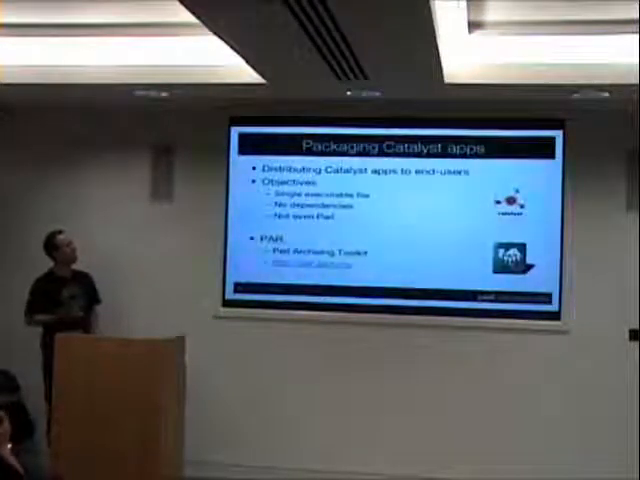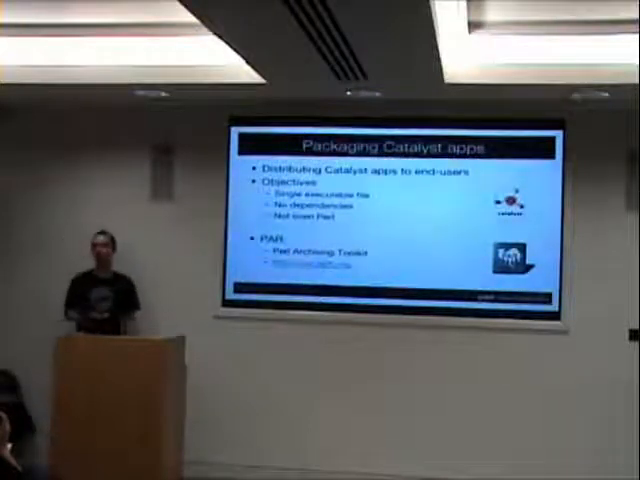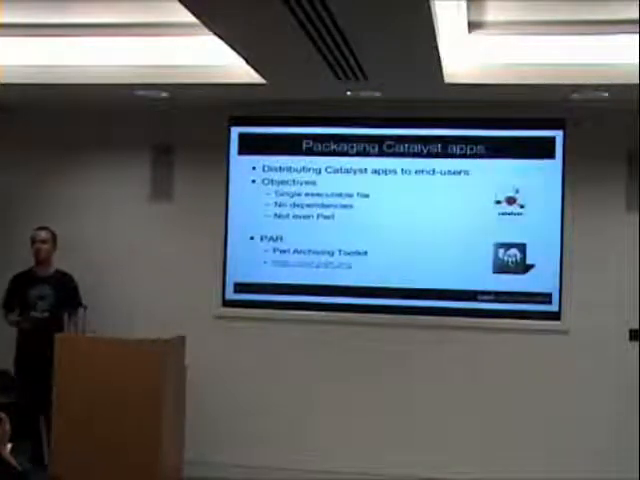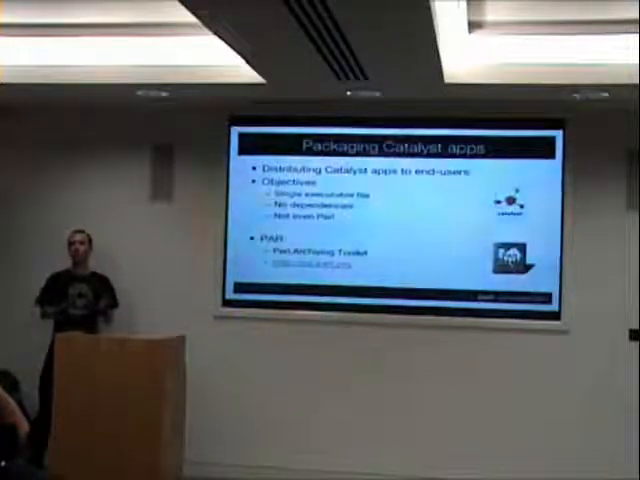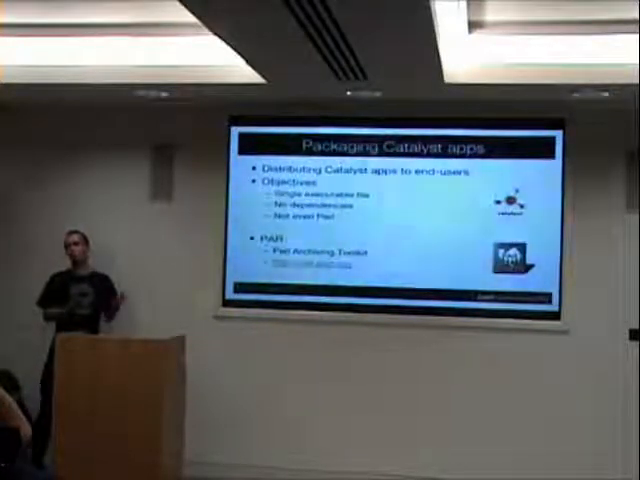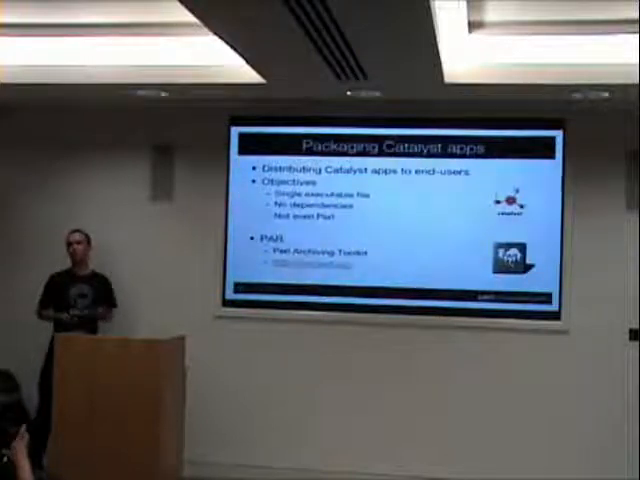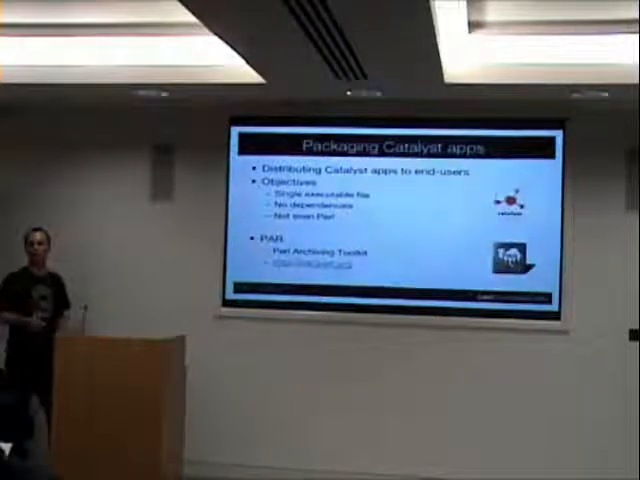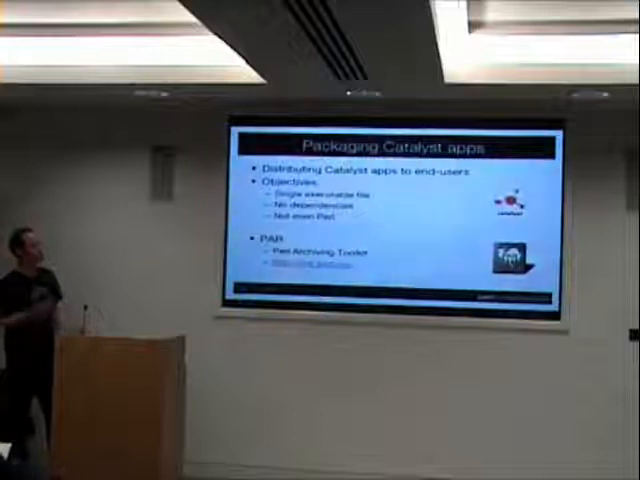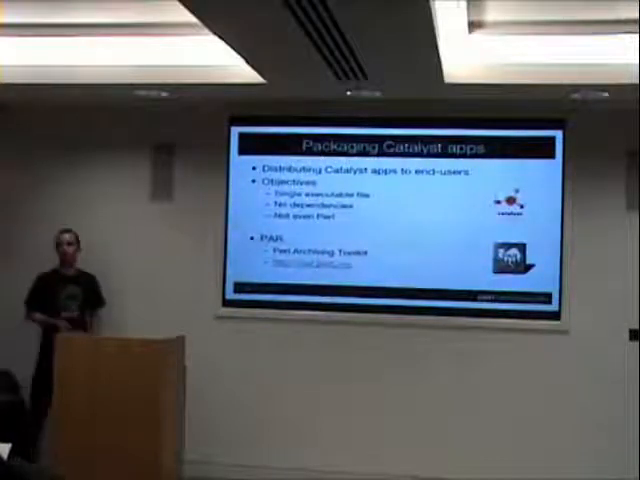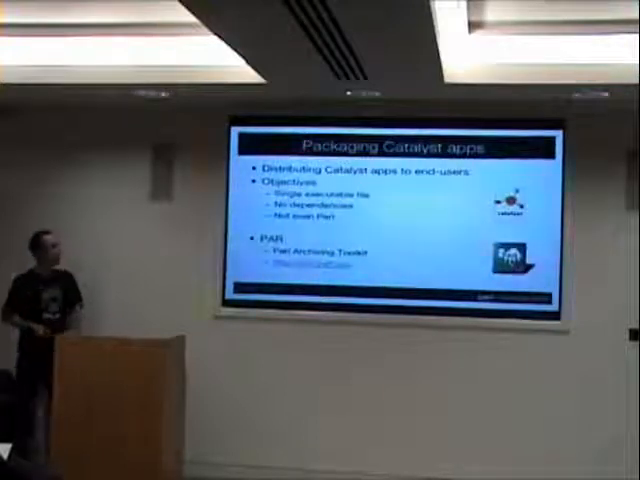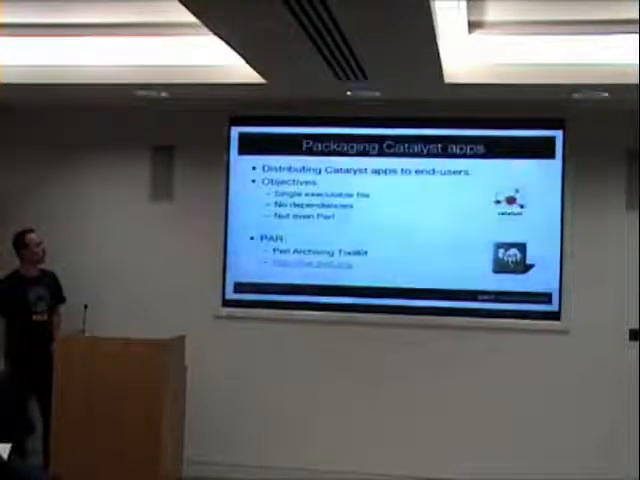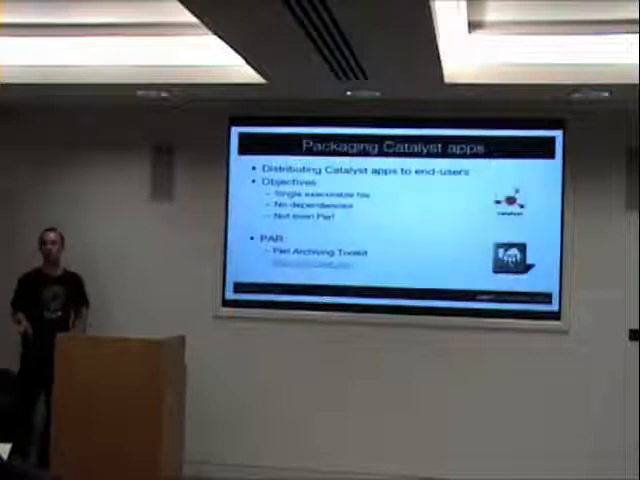So yeah, the point is I want to try and distribute a Catalyst app to end users in the form of a single file they can just download and run. It will start the server, give them a port number, they browse to it on their web browser, and it all works. So it has to be a single file with no dependencies, can't even rely on Perl being there. So the obvious thing to use is PAR, the Perl Archiving Toolkit.